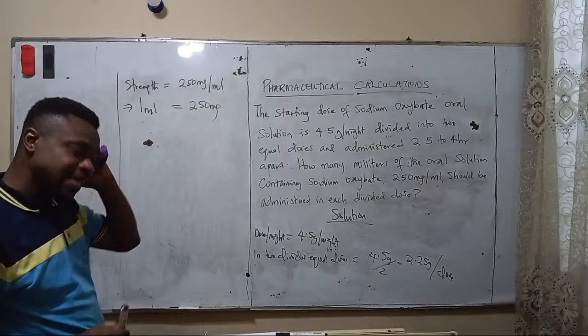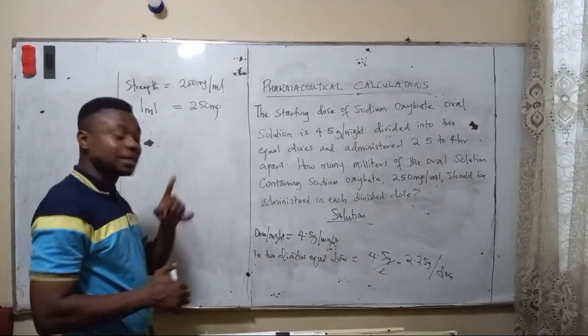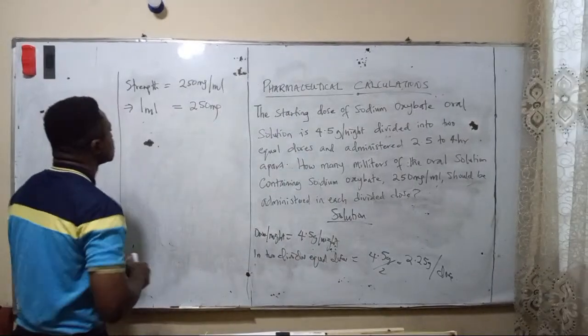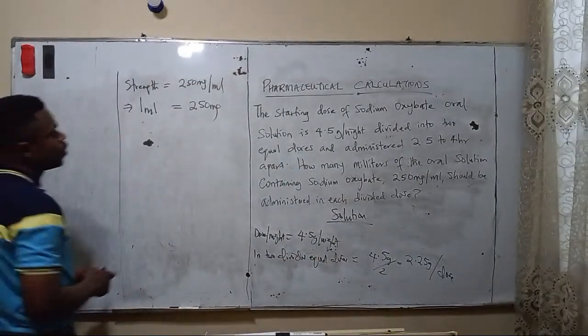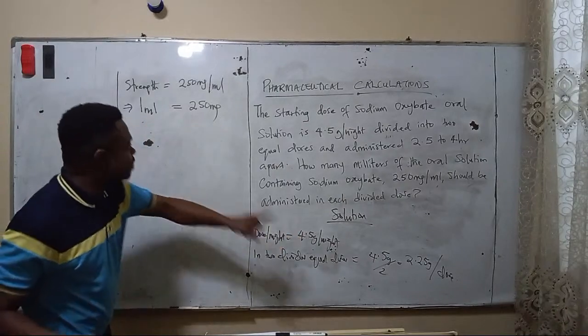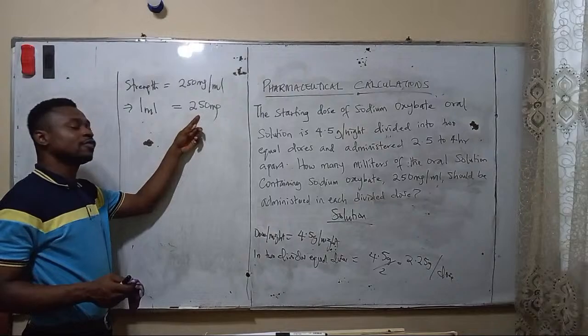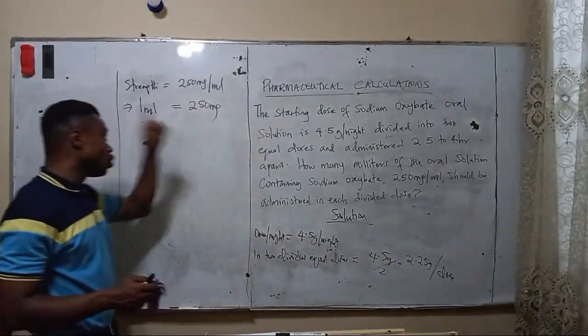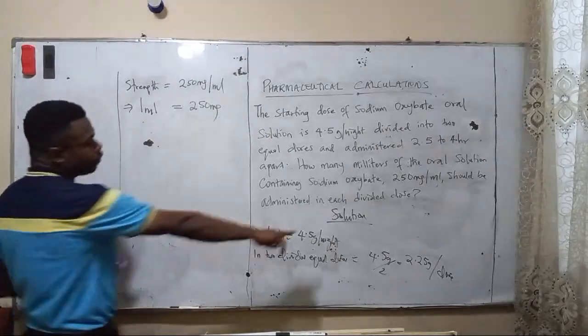Now, the amount to be taken per dose is 2.25 grams per dose. To solve this, this is gram, this is milligram. We either move this 250 milligram to gram, or we move this gram to milligram. So let's move this gram to milligram.